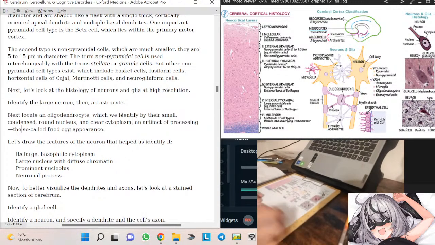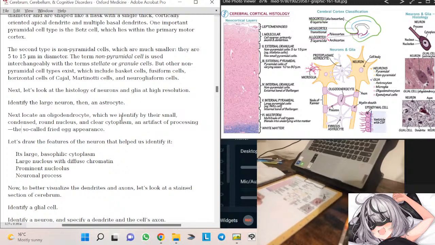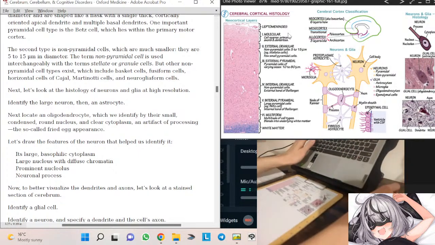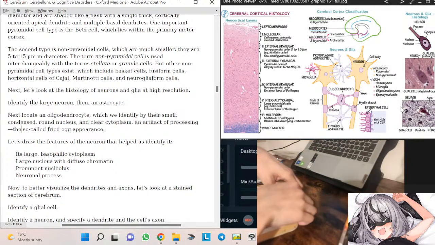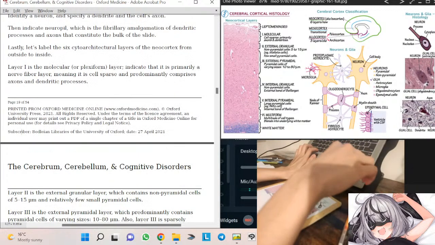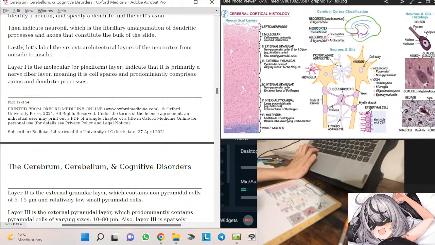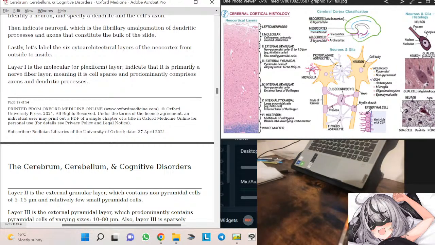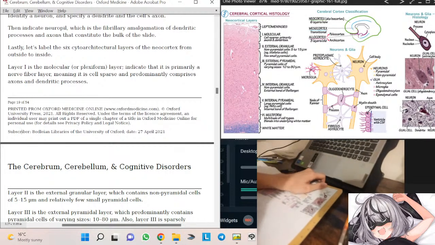Now, to better visualize the dendrites and axons, let's look at the stained section of the cerebrum. Identify a glial cell. Identify a neuron and specify a dendrite and the cell's axon. Then indicate neuropil, which is the fibrillary amalgamation of dendritic processes and axons that constitute the bulk of the slide.